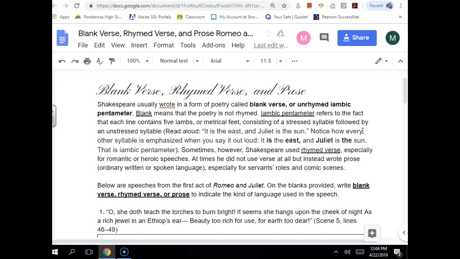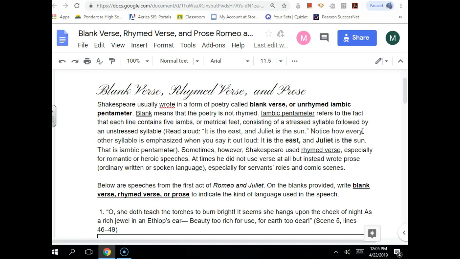Iambic pentameter refers to the fact that each line contains five iambs, or metrical feet, each consisting of a stressed syllable followed by an unstressed syllable. Rowan, stay with me. What it means is that it is a line of ten syllables. So in iambic pentameter, you have unstressed followed by stressed. No, stressed followed by unstressed. So it's going to go up, down, up, down, up, down, up, down. Does that make sense? The rhythm of the words is up, down, up, down.